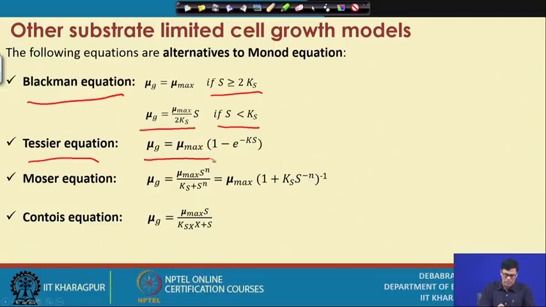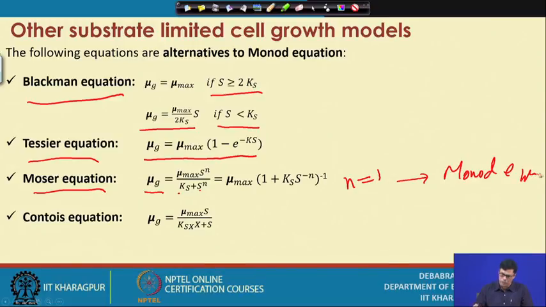Tessier model is mu g equal to mu max times 1 minus e to the power minus k into S. And then the Moser model, this is mu g equal to mu max S to the power n by Ks plus S to the power n. Here we can see that if n equals 1, then this equation tends to the Monod equation. Am I right? This tends to the Monod equation.